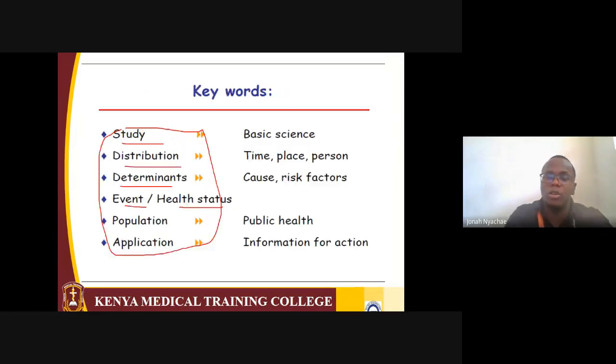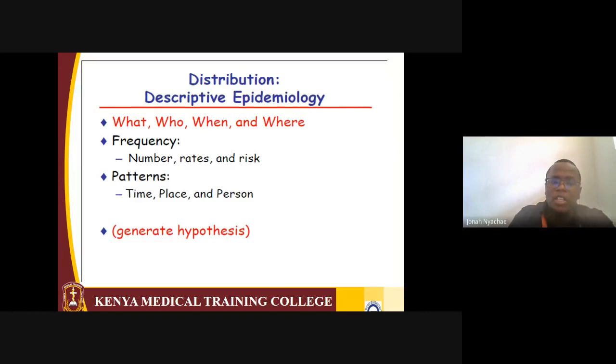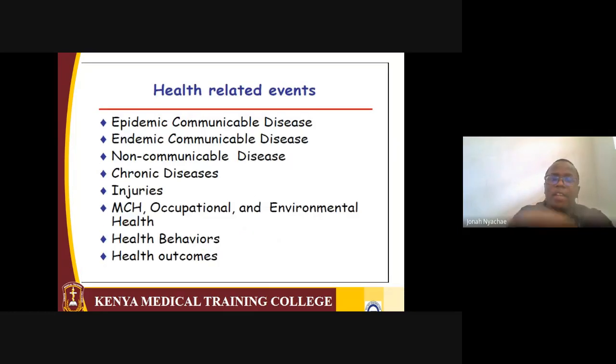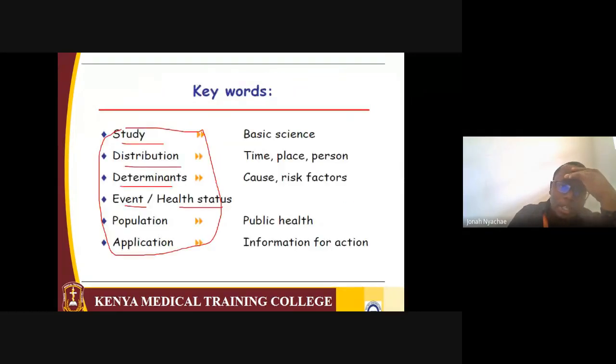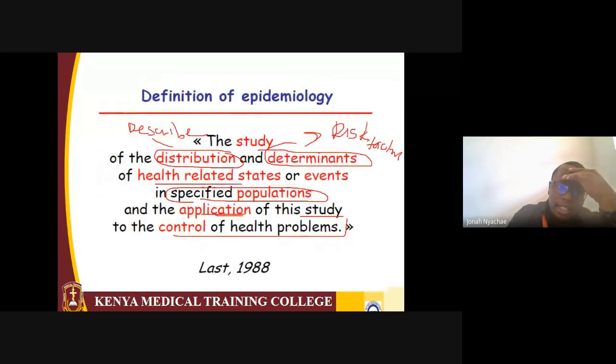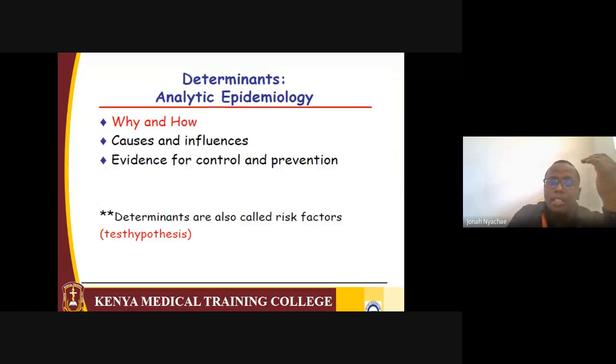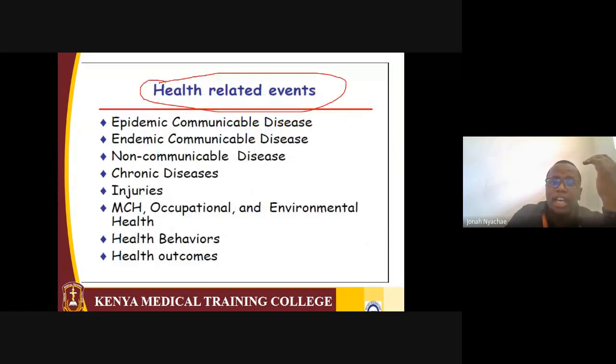Basically, the causation and the influences. So, what do we mean by health-related events? Remember, we are still just on the definition. When you hear in the definition here now, health-related status or event, what do we mean? Health-related events, we are talking about epidemic communicable diseases.